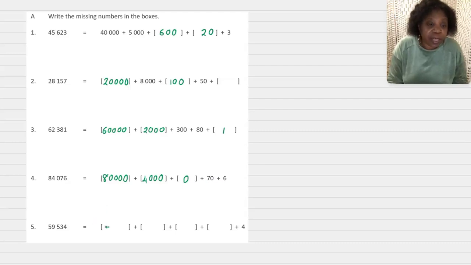Then we come to question 5. The value of the 5 in the number 59,534, the value of the first 5 is 50,000. So we're going to put 50,000, 5 with 4 zeros. The value of the 9 is 9,000. The value of the second 5 is 500.